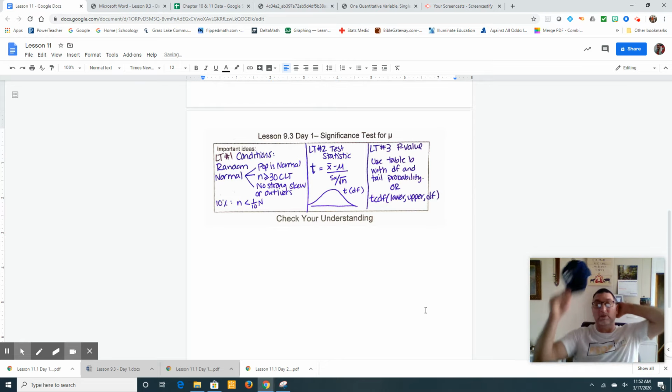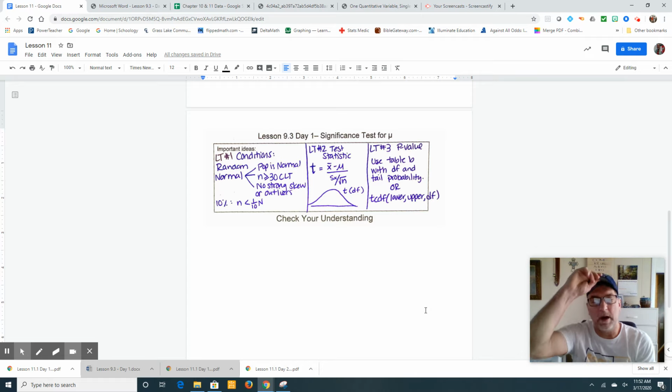add these over here onto our sheet, and I'll post this for you also so you have it. All right, so our conditions, once again: random, normal, so the population is normal. They either tell us that it's normal, or we can use the central limit theorem if n is greater than or equal to 30, or we can look at our dot plot or histogram to see that there's no strong skew or outliers, and our 10%. So our test statistic in this case is t equals x bar minus mu over s of x divided by the square root of n.